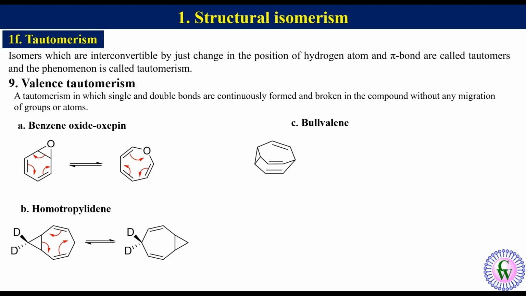This is the structure of bullvalene. For better understanding, label all the carbon atoms as 1, 2, 3, 4, 5, 6, 7, 8, 9 and 10. Here we can see that carbon 4, 5 and 10 are part of the cyclopropane ring. If it undergoes Cope rearrangement like this, it will give this equivalent structure in which carbon 1, 2 and 7 are the part of the cyclopropane ring.